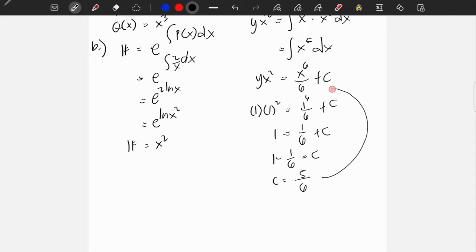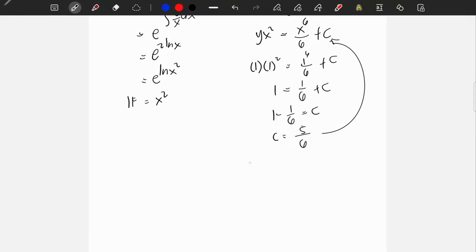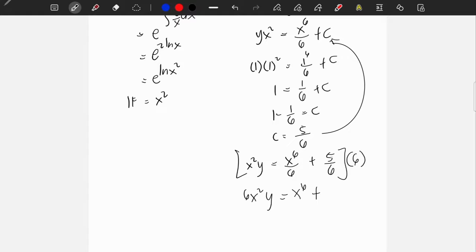Then we substitute. So, it becomes x squared y equals x to the power of 6 over 6 plus c, now 5 over 6. To eliminate the denominator, we will multiply both sides by 6. So 6 times x squared y is 6x squared y. X to the power of 6 over 6 multiplied by 6 is x to the power of 6, plus 5 over 6 times 6 is 5. So this is now our particular solution.